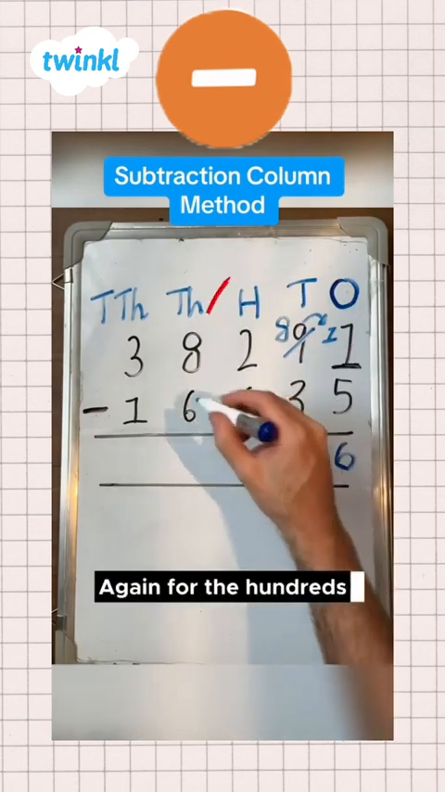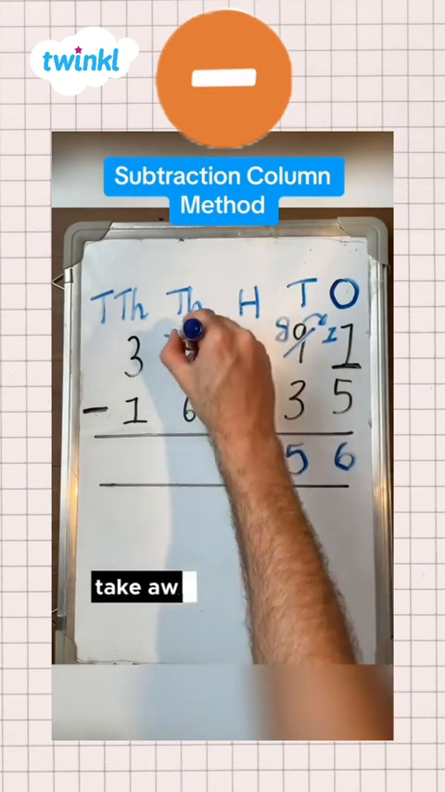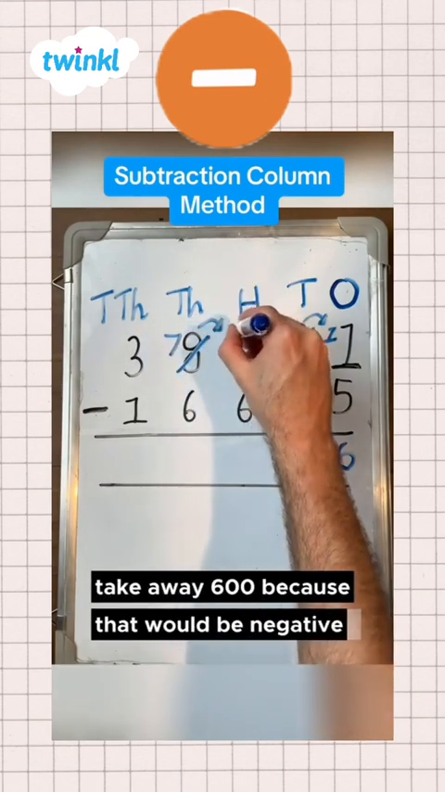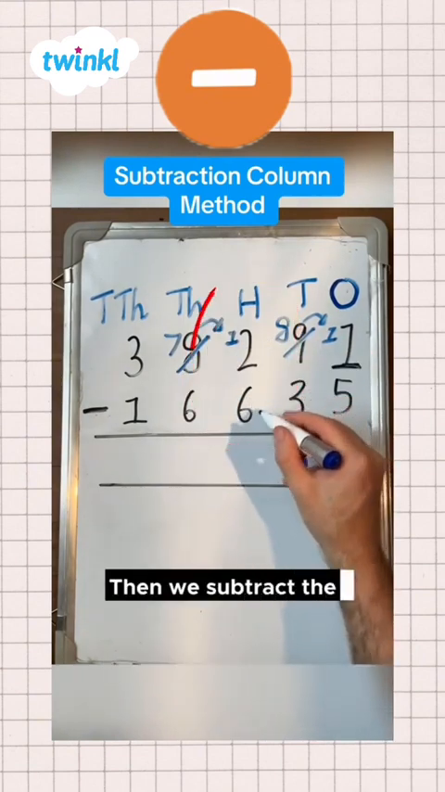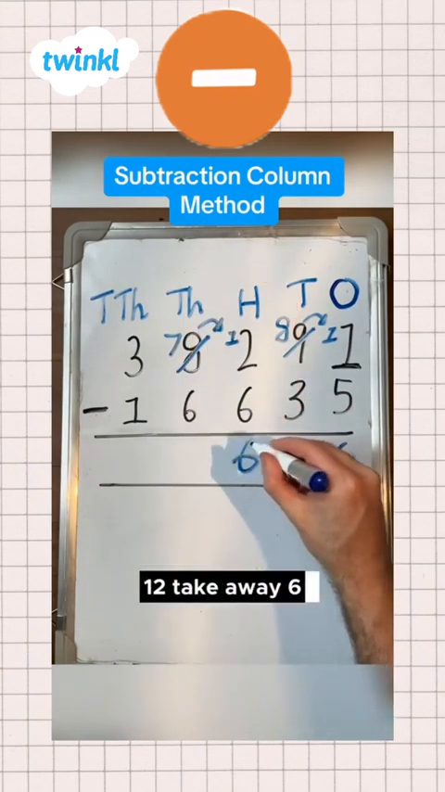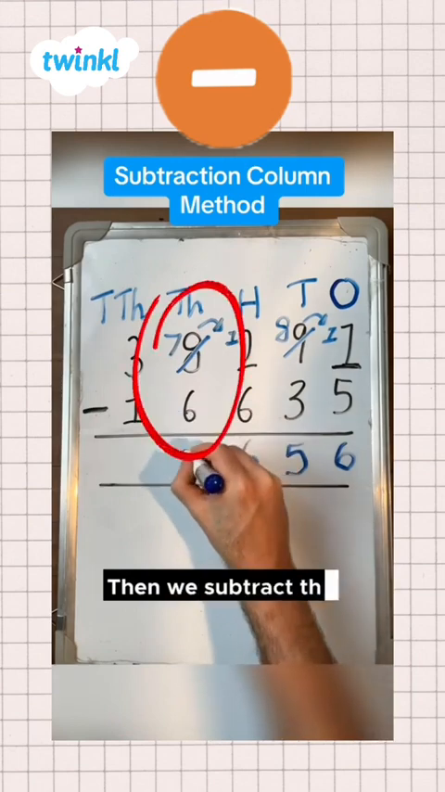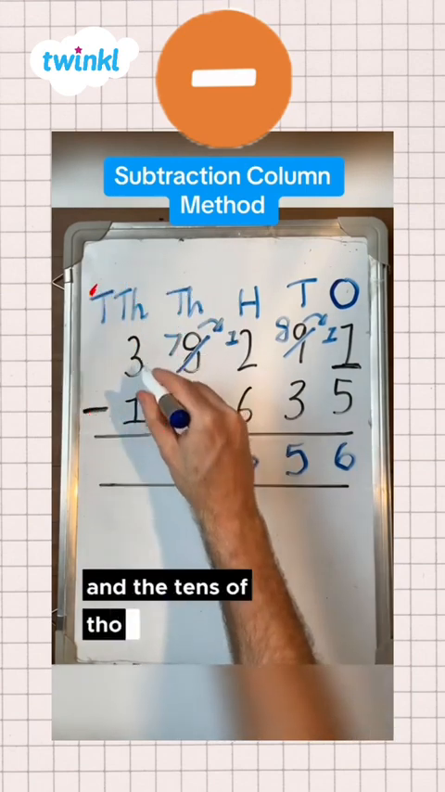Again, for the hundreds, we can't do 200 take away 600 because that would be negative. So we need to regroup or exchange from the thousands. Then we subtract the hundreds digits. 12 take away 6 equals 6. We subtract the thousands digits and the tens of thousands digits like this.